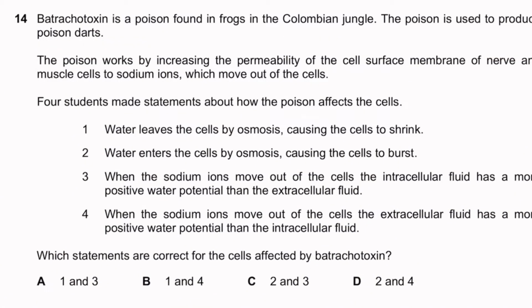Batrachotoxin. Okay, sorry about that. It is a poison found in frogs in the Colombian jungle. The poison is used to produce poison darts, and the poison works by increasing the permeability of the cell surface membrane of nerve and muscle cells to sodium ions, which move out of the cells. 4 students made statements about how the poison affects the cells.